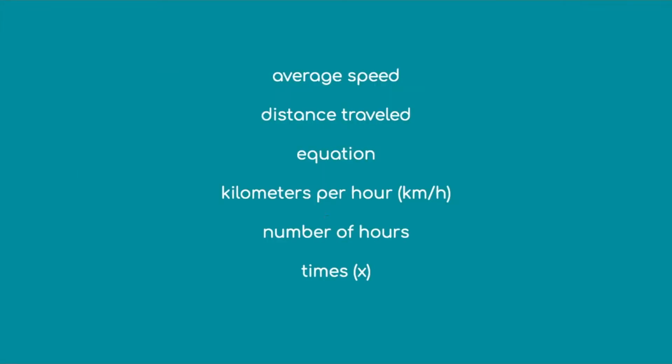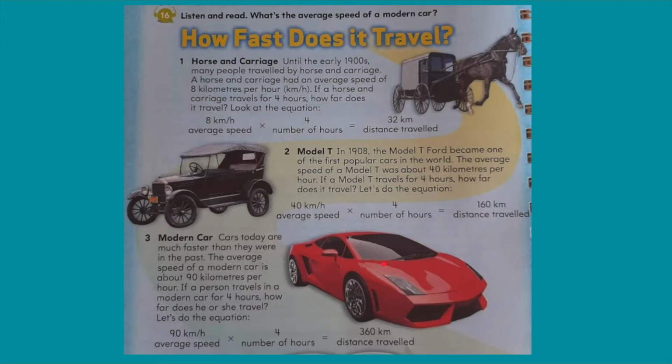Okay, and then we moved on to some maths. So, average speed, distance travelled, equation, kilometres per hour, number of hours, and times. So, what's the average speed of a modern car? How fast does it travel?